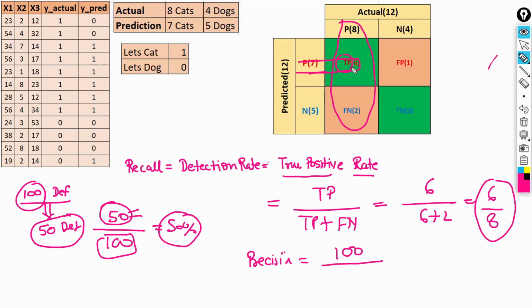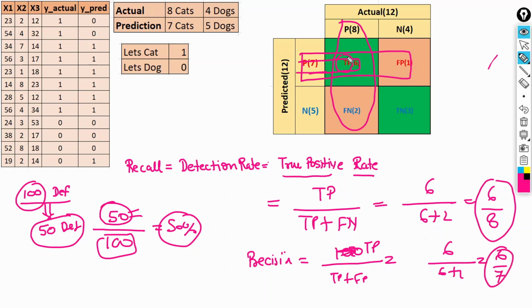If you see here, what is the precision? Precision is TP divided by TP plus FP. It means TP is 6, 6 plus 1, 6 divided by 7. It means these are all the correct positive classes I have detected. So out of those positive classes which my model detected, how many correct classes do we have in actuality, right? Let's say I have detected 100 defaulters, but how many defaulters do we have in actuality?